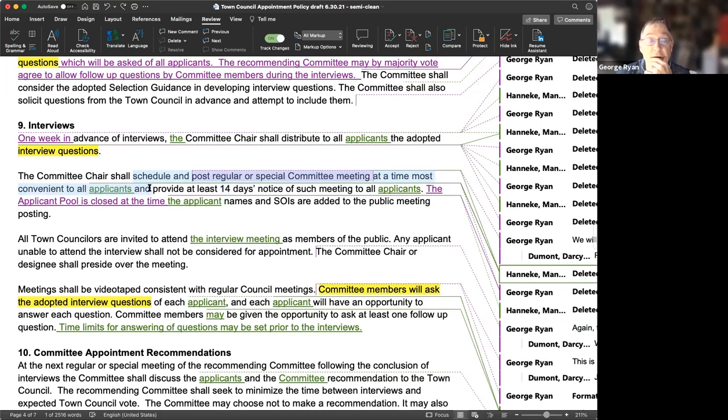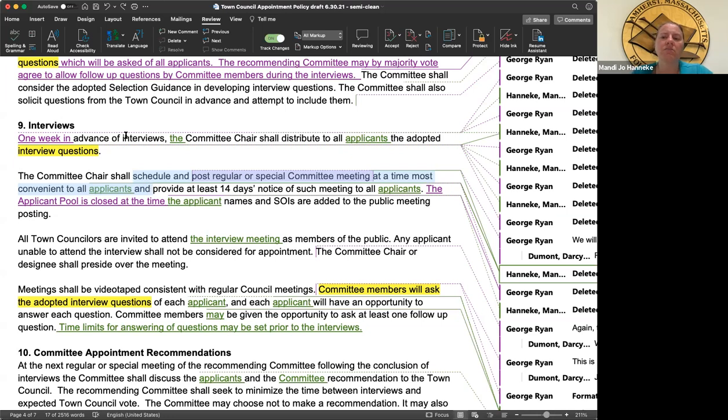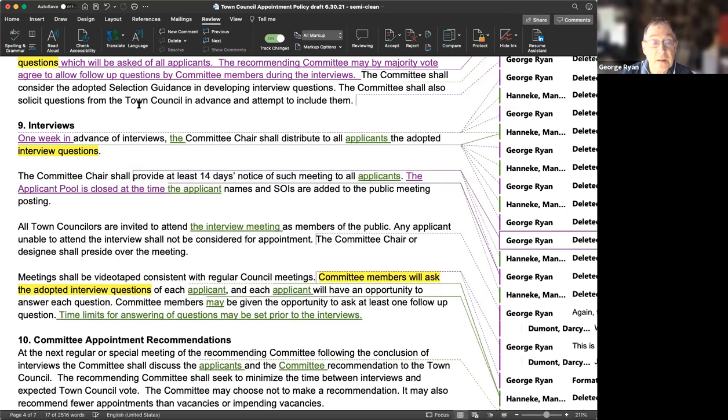I would like to take, shall provide, 10 days? Well, a week is minimum because that's when things are posted. So in theory, that's why it's "at least." All right, that's fine. So I'm going to suggest "shall provide at least" and I'm going to say 7 days, because I'm going to include weekends and everything else. It's not going to be 7 business days. So the committee chair shall provide at least 7 days notice.